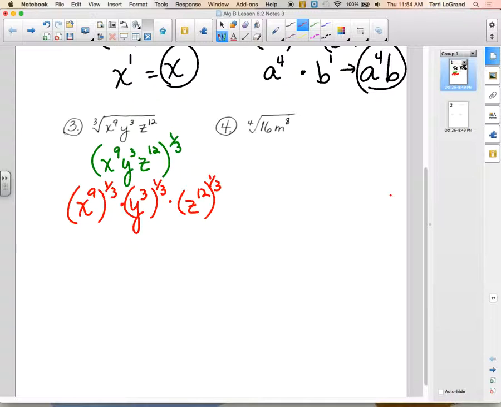Give each of them their own 1/3 power first, okay? We're not that amazing yet. We're getting really good.